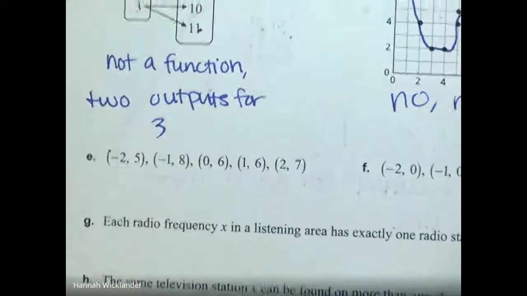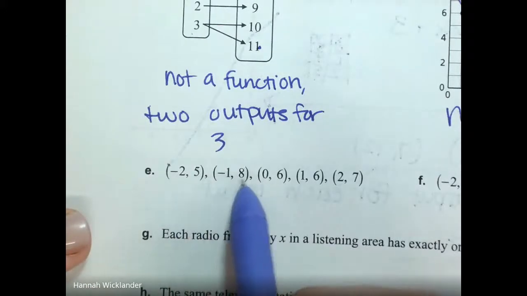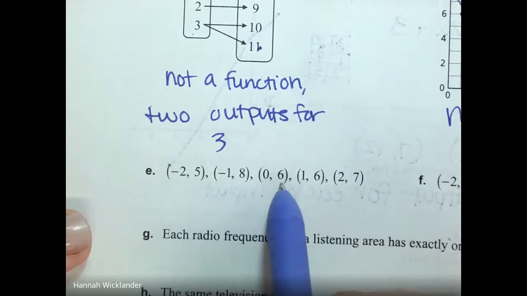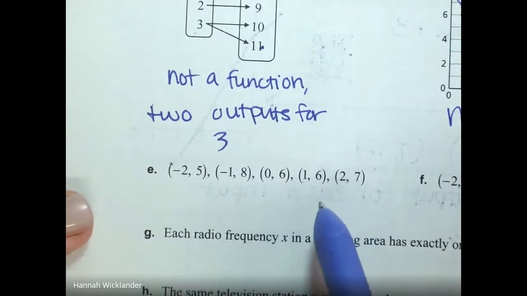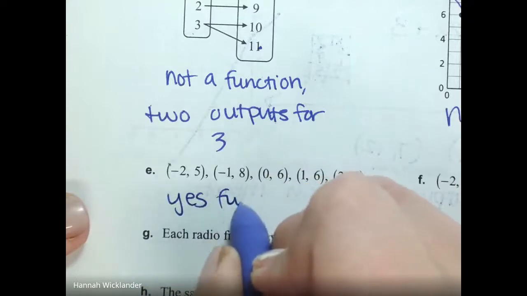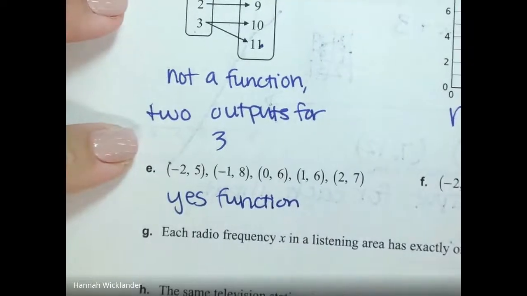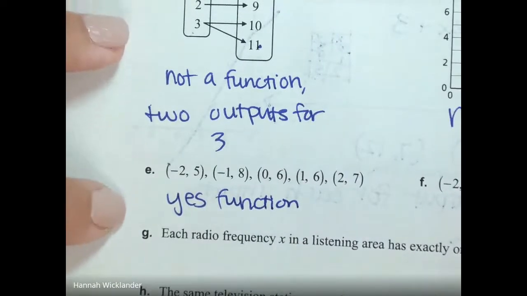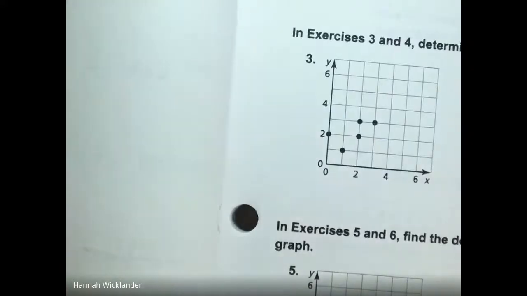Okay, now I have E, which is -2, 5, -1, 8, 0, 6, 1, 6, and 2, 7. So yes, this is a function because there's only one output for each input. Okay. So do you guys kind of understand what's a function, not a function?